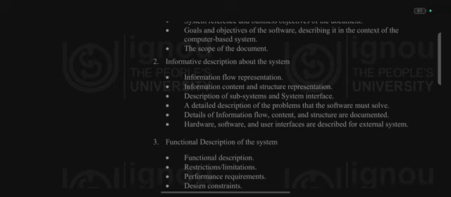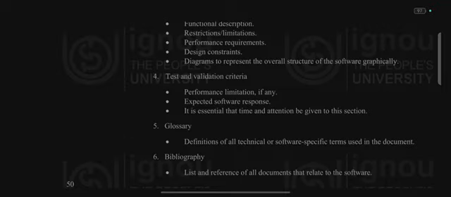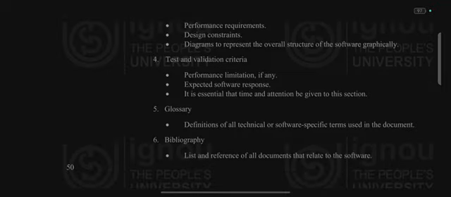A detailed description of the problems that the software must solve. Details of information flow, content, and structure are documented. Hardware, software, and user interfaces are described for external system. Functional description of the system. Functional description, restrictions/limitations, performance requirements, design constraints, diagrams to represent the overall structure of the software graphically. Test and validation criteria. Performance limitation, if any.